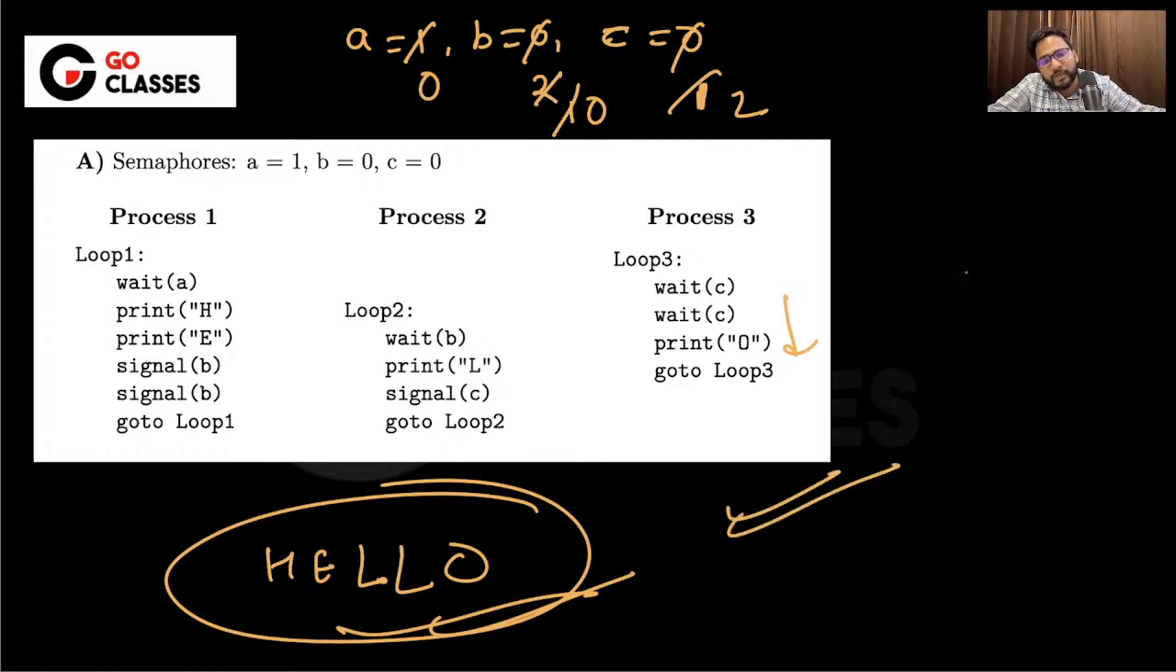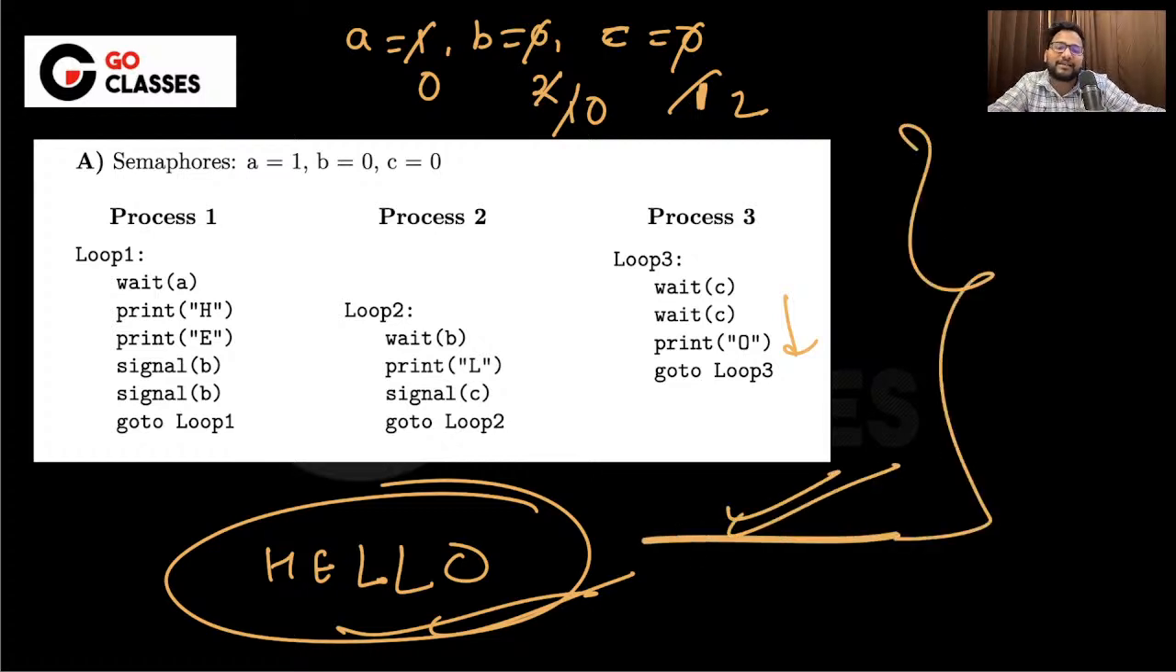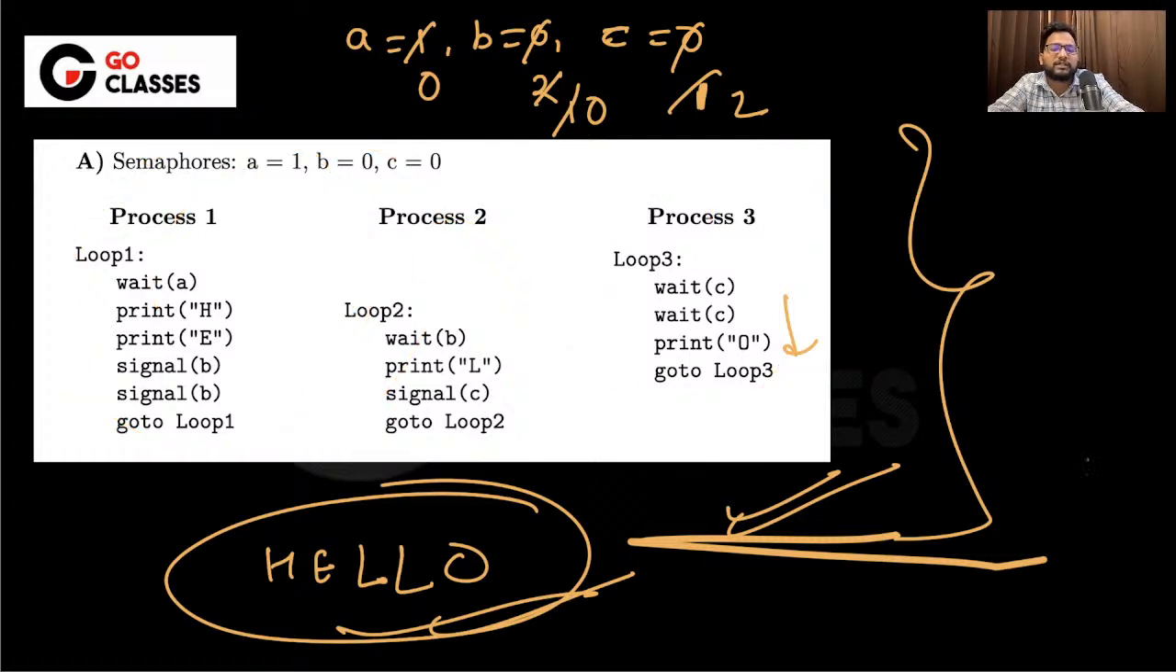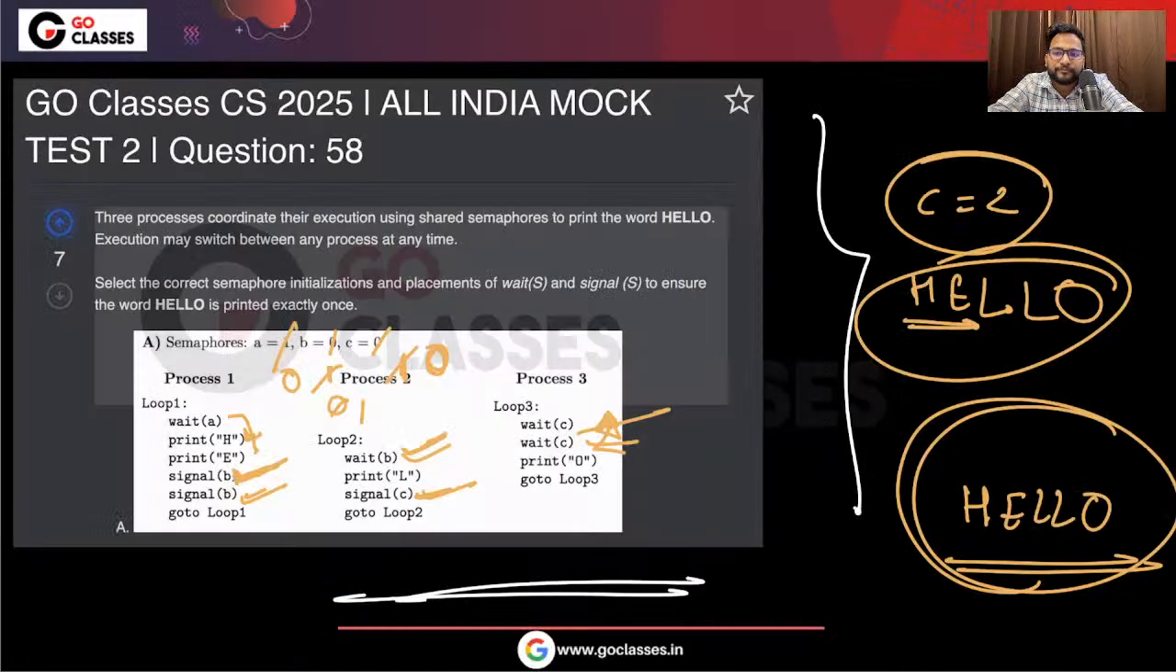And interestingly, option A cannot print anything other than hello. That's what they're saying. See, this is a loop. Everything is in a loop, so these processes are not just running one time. Now, what is the question saying?